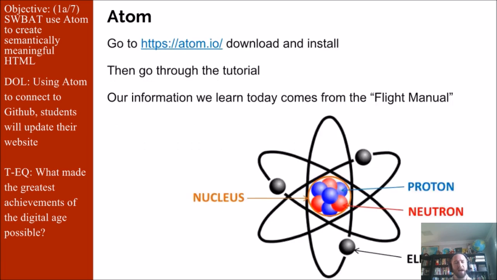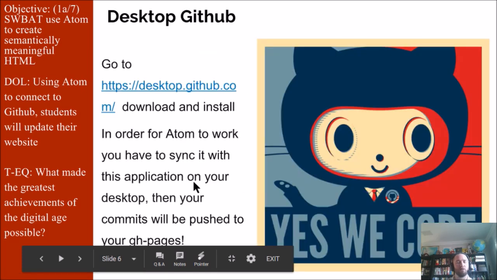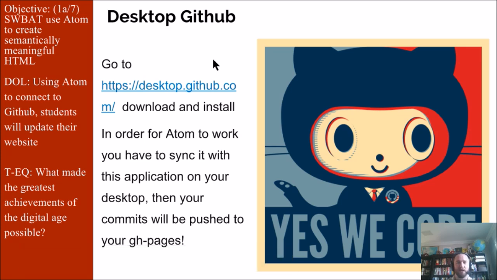Okay, let's get into Atom. So you can go to atom.io to download and install this text editor. When I say Atom, I'm not talking about one of these. That's just the name they chose to go with for their text editor. Next up, after you've downloaded that, we want you to have a desktop app for GitHub. So go to desktop.github.com to download that.